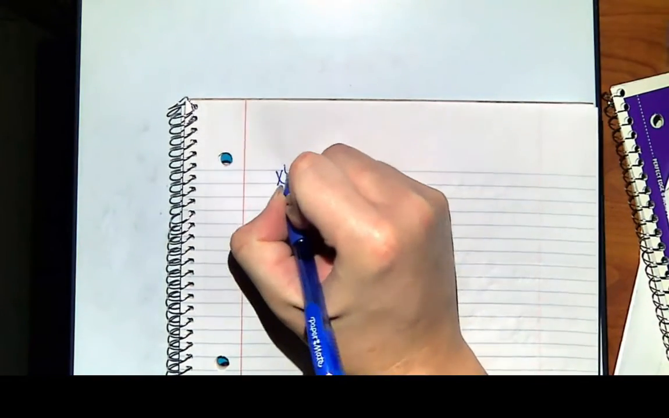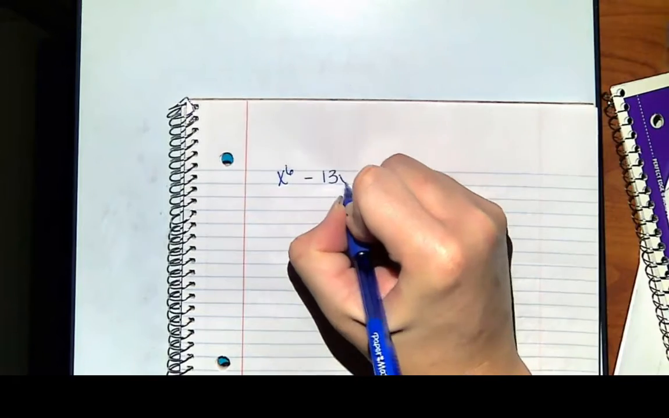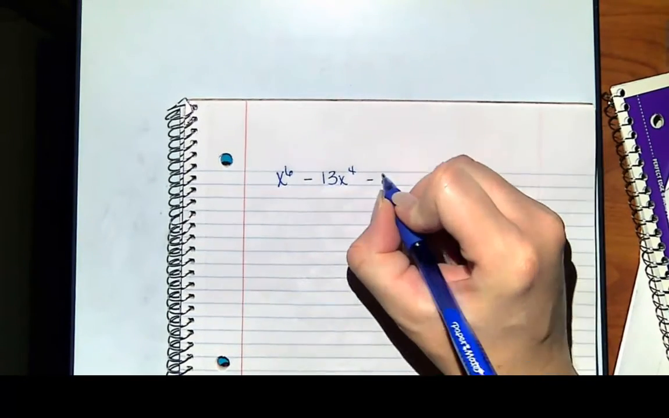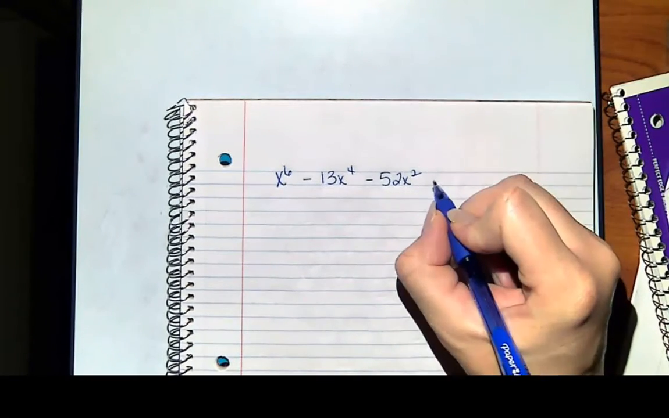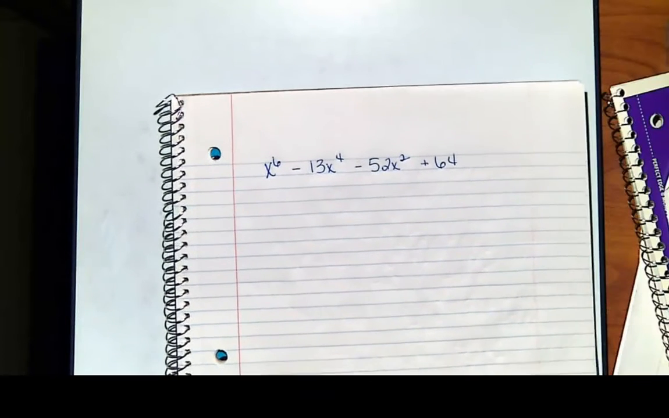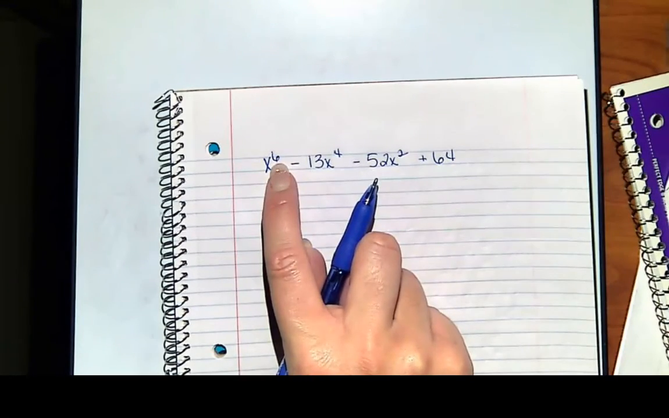So we're going to dive in and do one more from scratch. I've got x to the 6th minus 13x to the 4th minus 52x squared plus 64. And I want to factor the following, which means I want everything in sets of parentheses. So I'm going to have 6 sets of parentheses at the end of this thing.